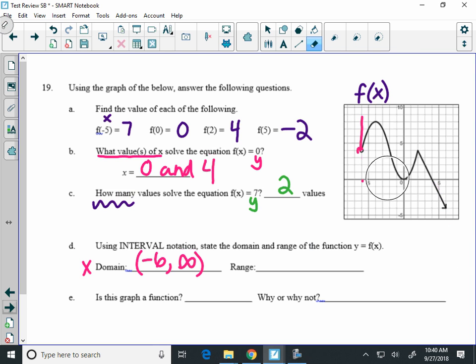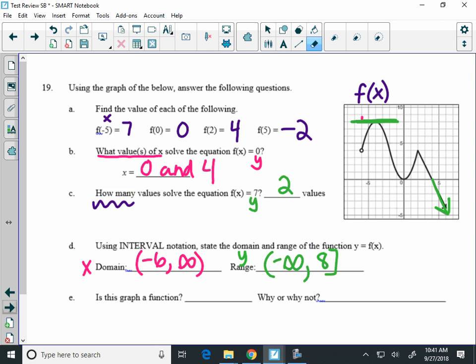When you do your range, those are your y values, and you start from the bottom. On this graph, we have an arrow that is going down forever and ever, towards negative infinity. And your graph, this time, does have a highest y value. It stops right about here. That's at y equals 8. There's a point at that value, so it gets a square bracket.